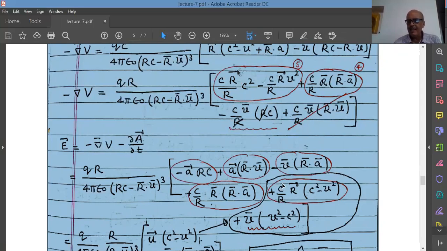Now there are several ways of working with the equation for E and B. We can basically put the fifth and sixth terms together.